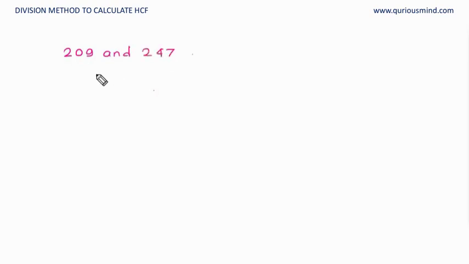This is a method which uses division. Now we have to divide the greater number out of these two by the smaller number. So if I divide 247 by 209, 209 ones are 209 here, and the remainder is 38.